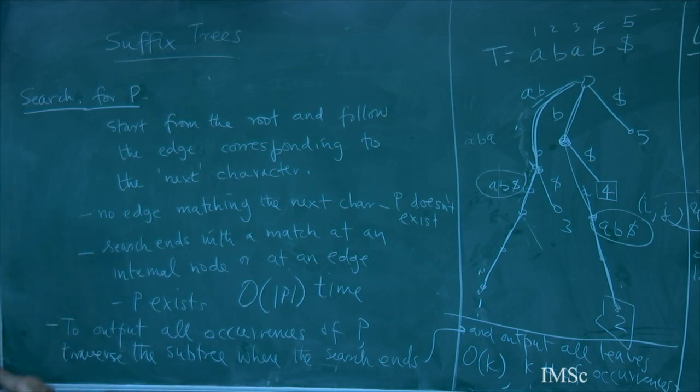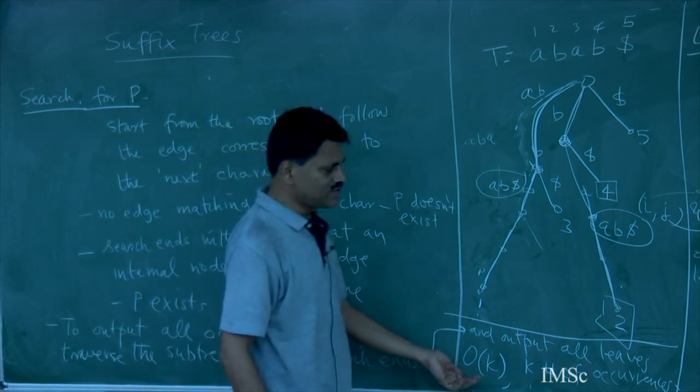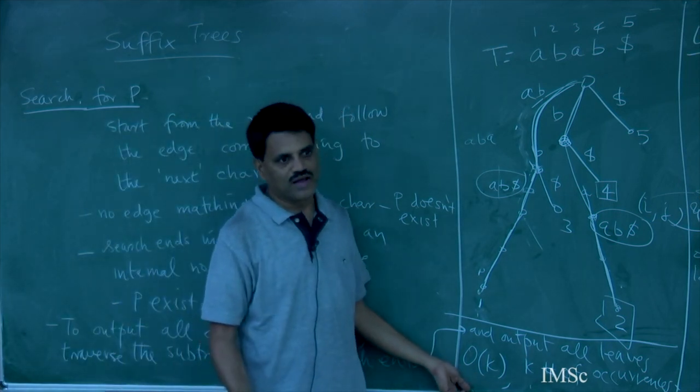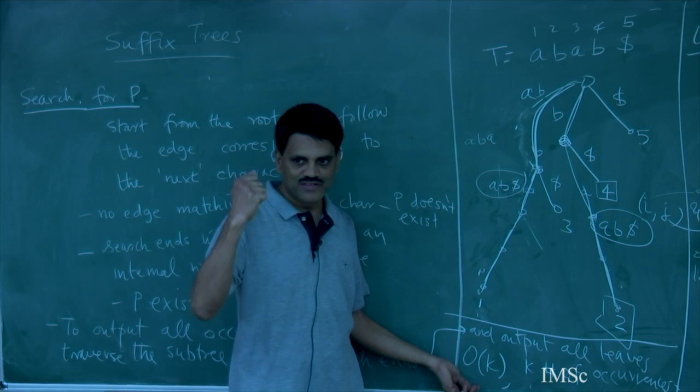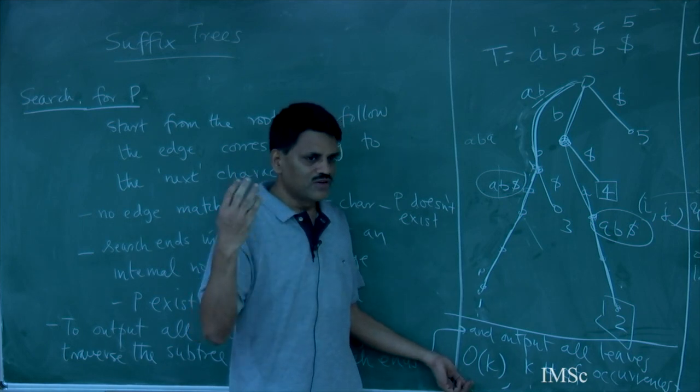So, sometimes you may actually want to know only the number. How many times it appears, I do not necessarily want to output all the positions. Then it is basically the number of leaves, but to output the number it is unreasonable to expect order k time, because the output size is just a constant here. So, what do?